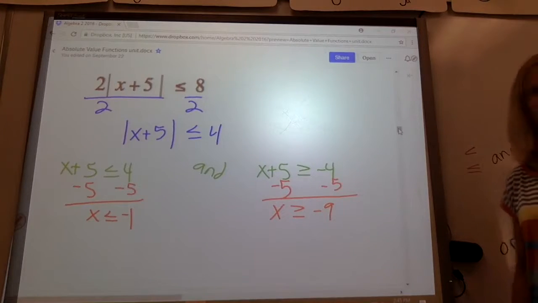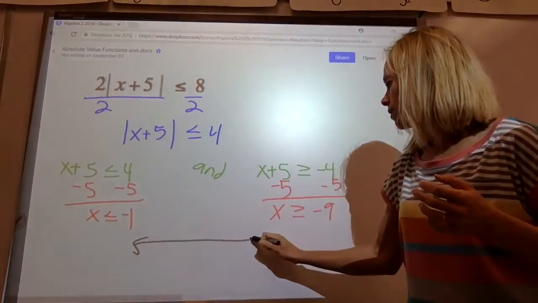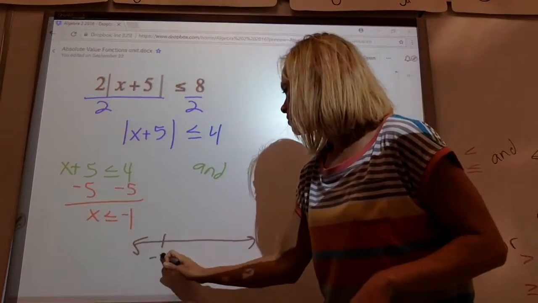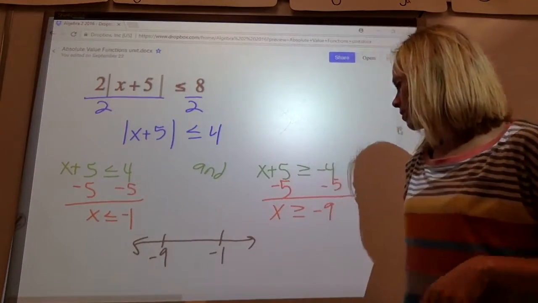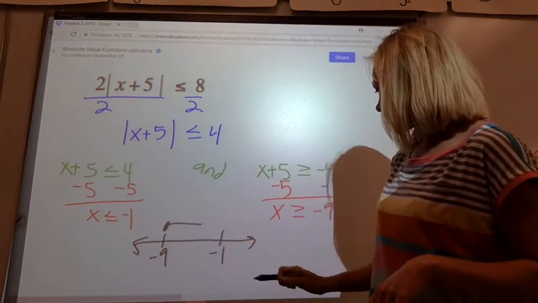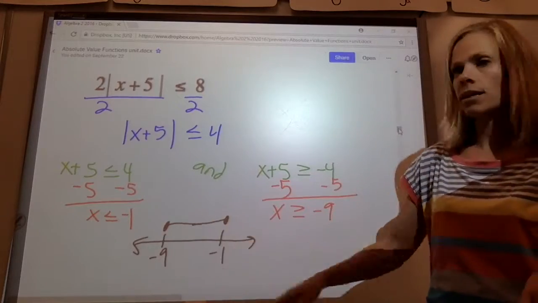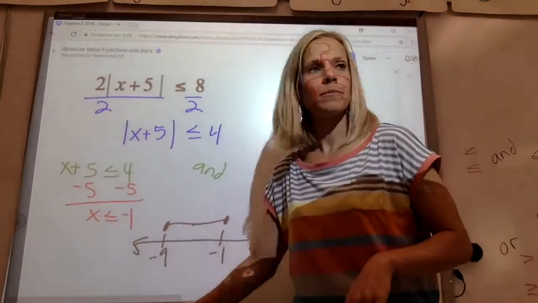Put this on a number line and it should look like an and statement. Negative 9 is first, then the negative 1. And I'm closed circle this time, greater than negative 9, less than equal to 1. The and looks like an and, so I know this is good.